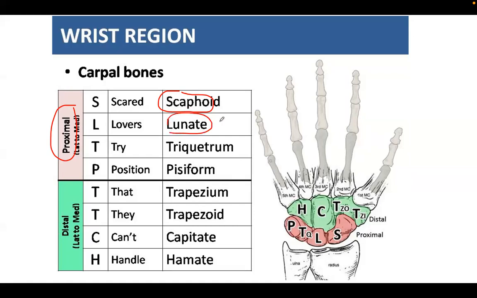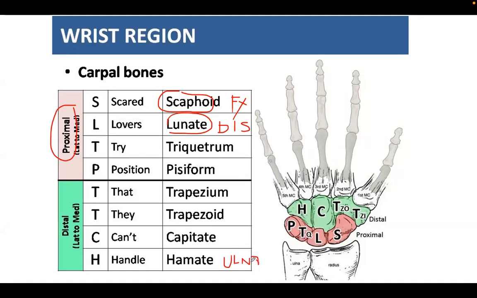Dislocated carpal bone is the lunate. Fractured is the scaphoid. Now, question: which carpal bone, if fractured, will injure the ulnar nerve? Which carpal bone, if fractured, will also injure the ulnar nerve? It's the hamate.